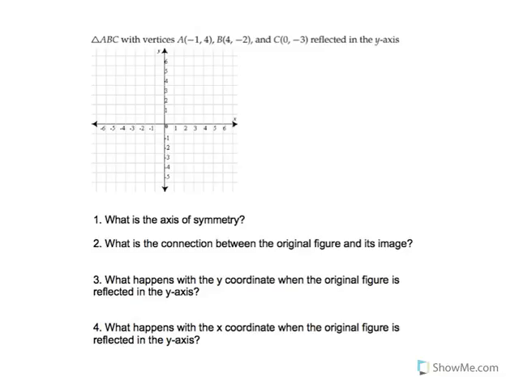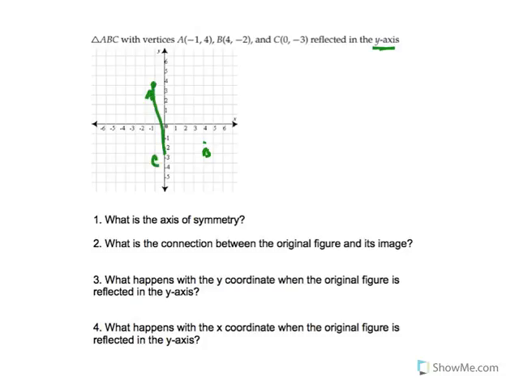Okay, let's look at the next one. So this time we're reflecting the figure in the y-axis. I'm going to go through it a little quicker this time. So we have -1, 4, and that is A. We have 4, -2, and that's B. And then we have C, 0, -3 is going to be C.